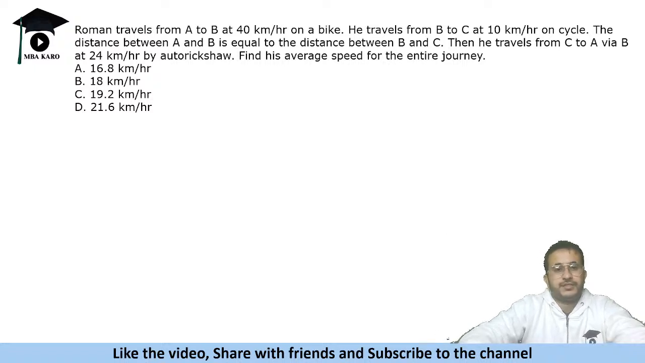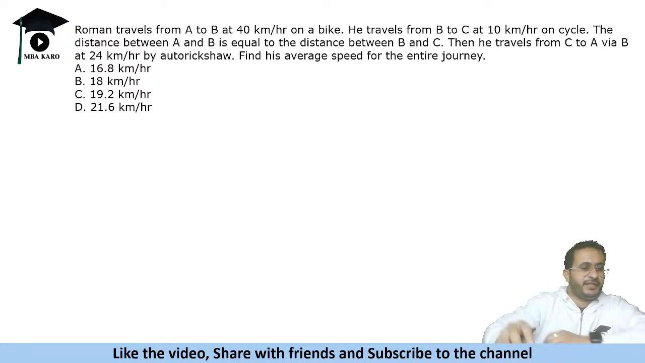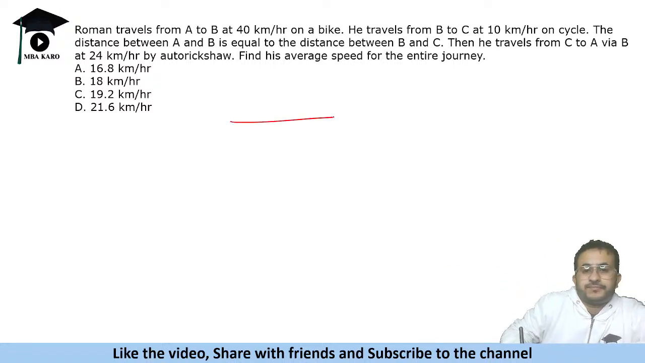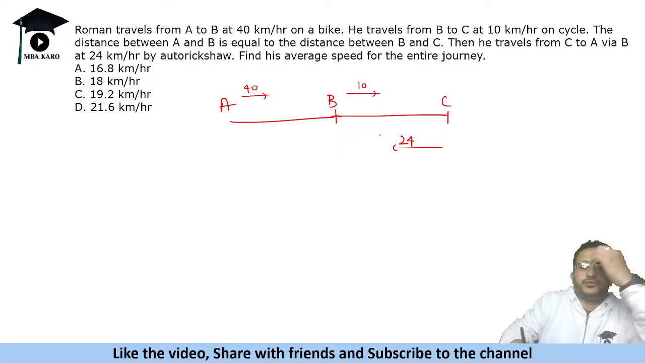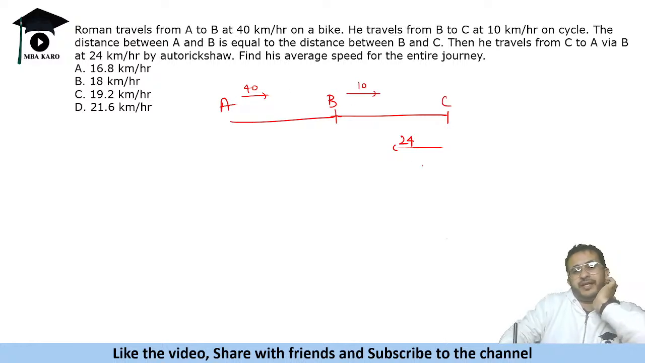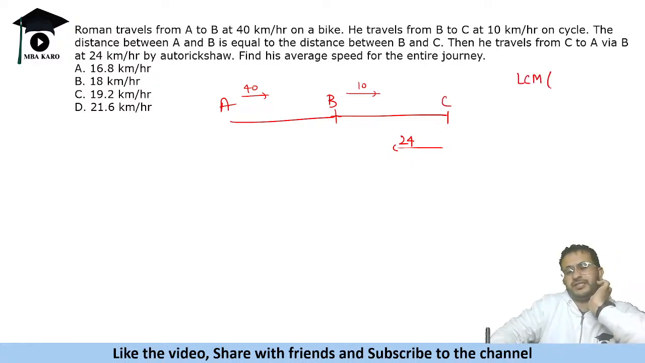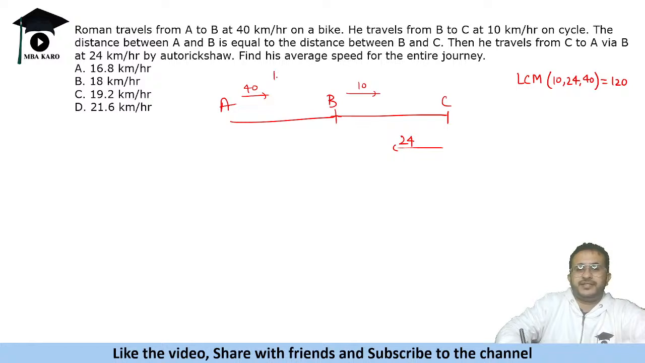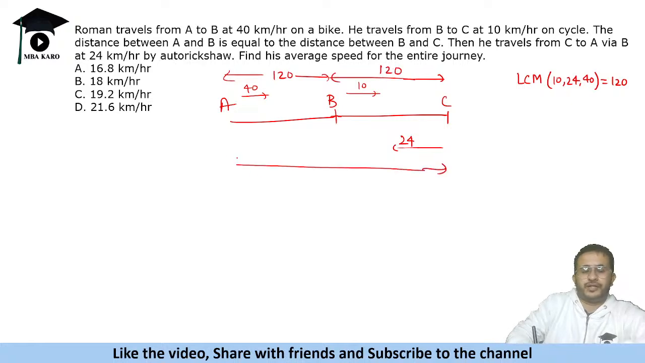So let's see this question. So A to B and then B to C and then returns. Let's for simple purpose, यहाँ से यहाँ तक 40 स्पीड है, 10 and return speed is 24. Okay, so let's do one thing. We will make it like 40, 10, 24 LCM of in these questions. Solve it like this. The LCM is 120. So let us say this distance is 120. Let's make this distance also 120 and then this distance becomes 240.